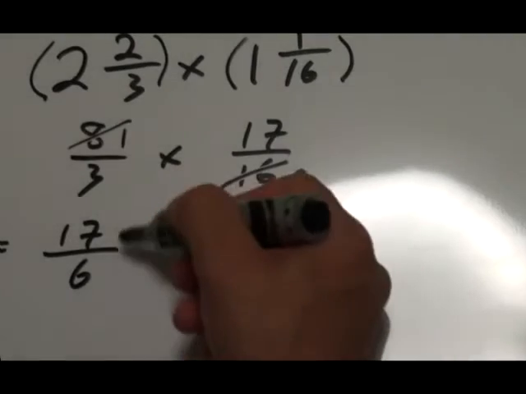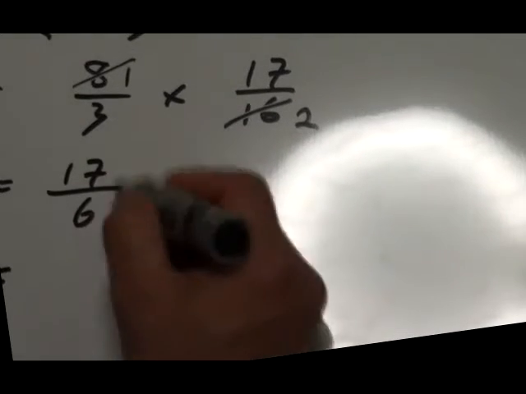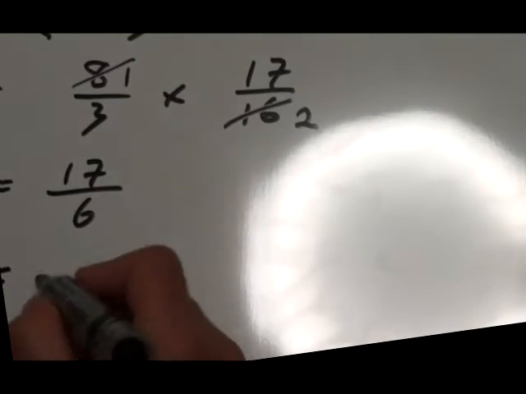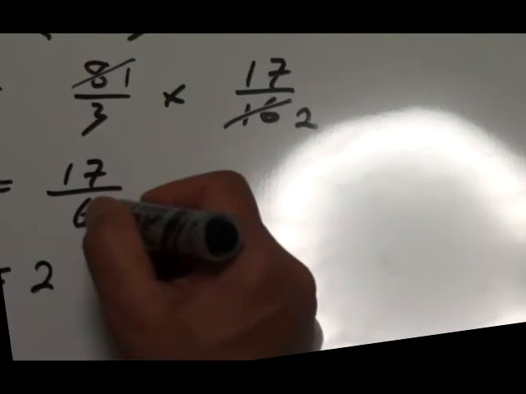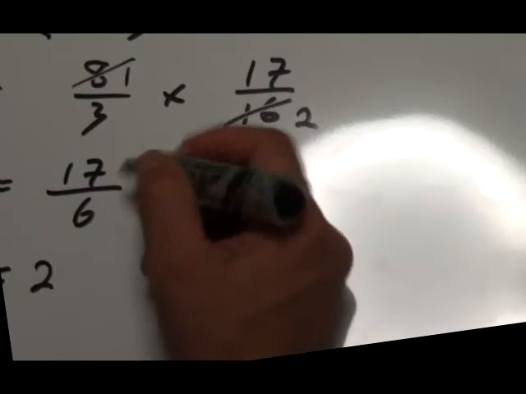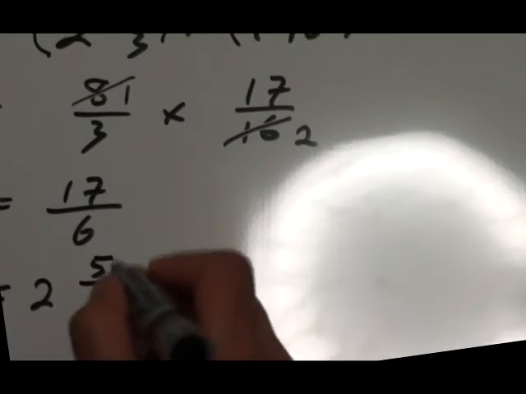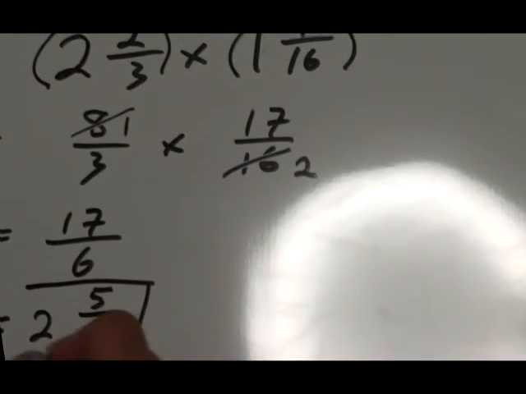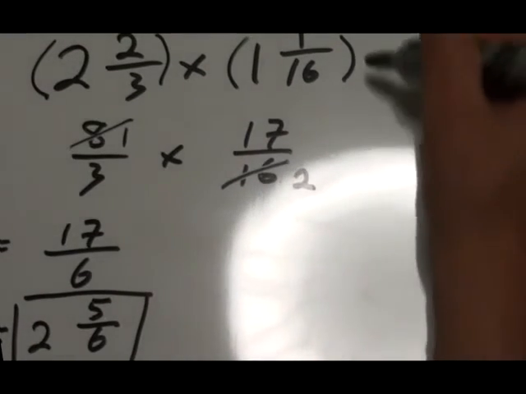That's our answer, but look at it. It's an improper fraction. We've got to rewrite it as a mixed number. So 6 into 17 goes twice, which gives us 2 times 6 is 12. 17 take away 12 gives us a remainder of 5/6. This now is our answer for this problem that we've just had up the top with a multiplication.